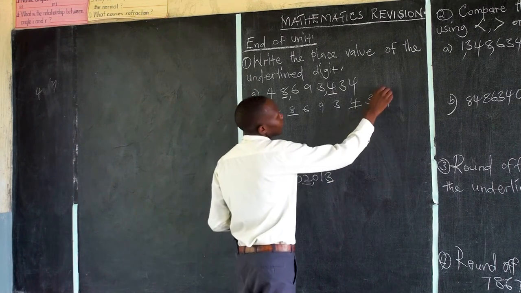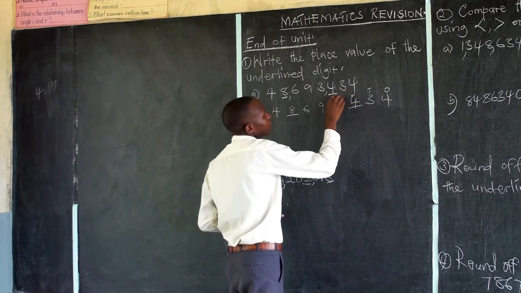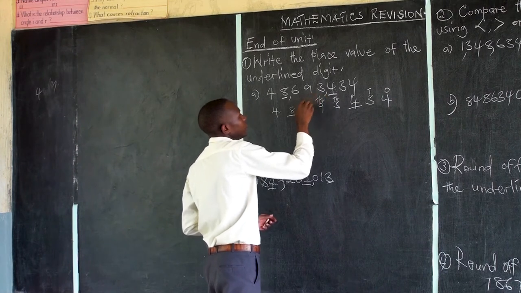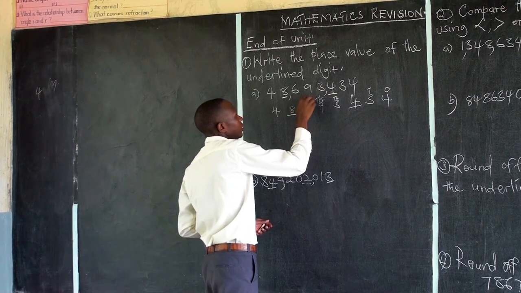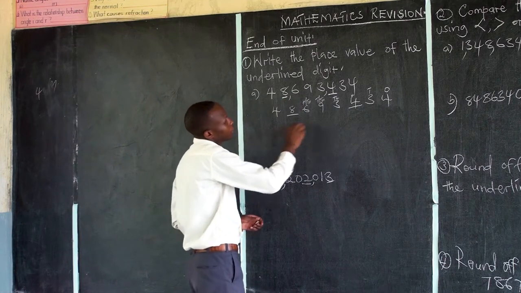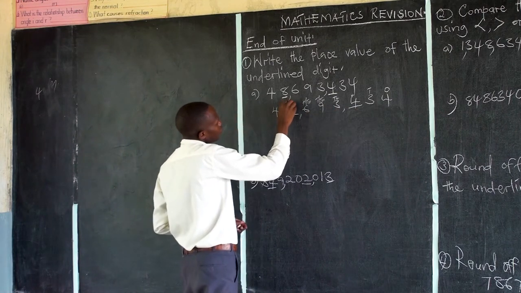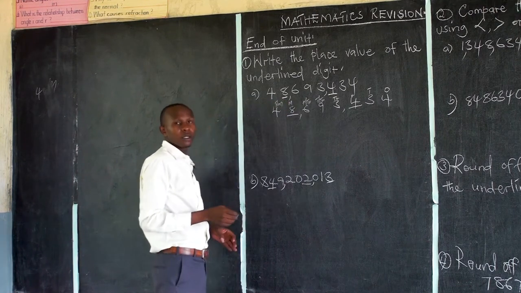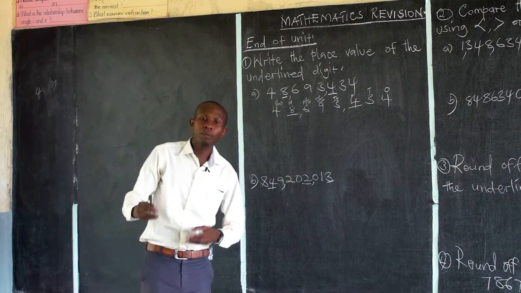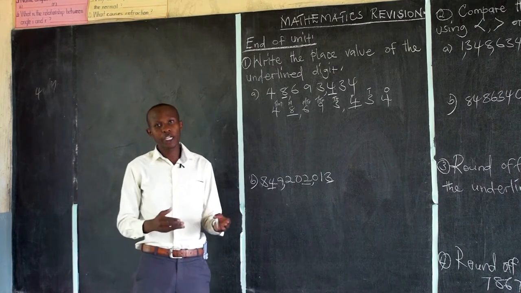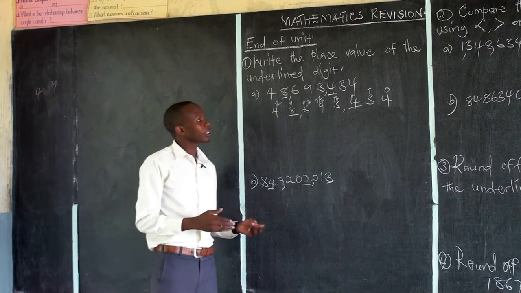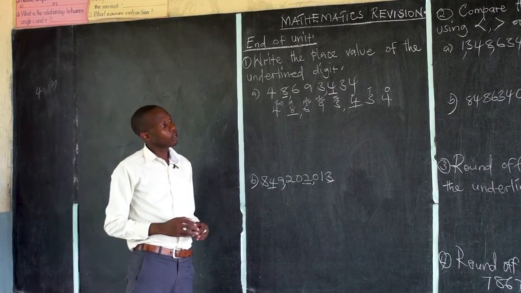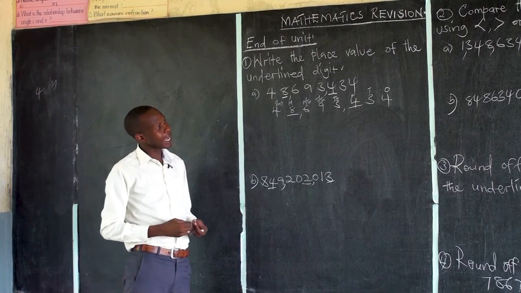So I'll identify the first one as ones, followed by tens, followed by hundreds, followed by thousands, followed by 10,000, 100,000. After 100,000, we shall come to million. Finally, 10 millions. Then we have now identified the place value of each digit. And after identifying the place value of each digit, let's now identify the place values which have been asked in the question.